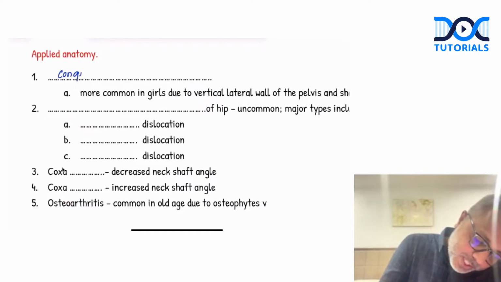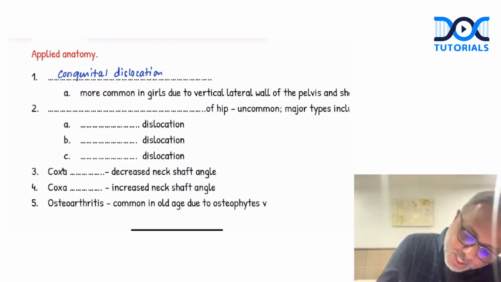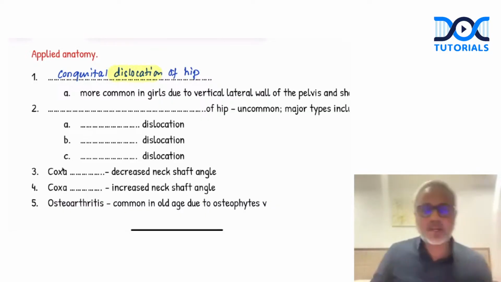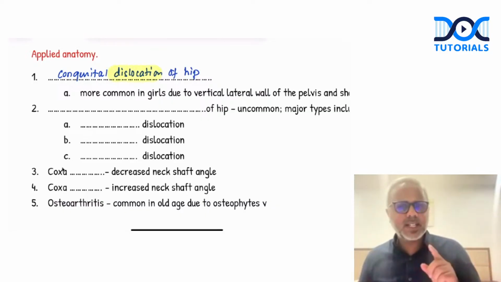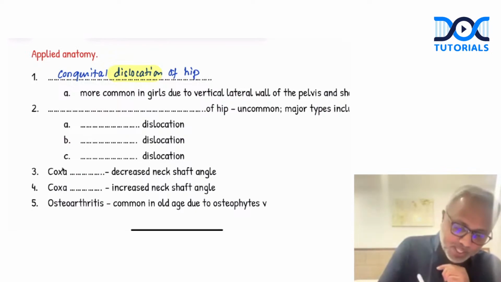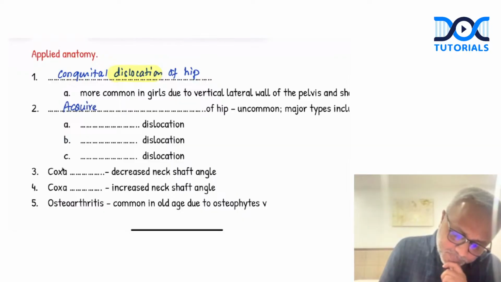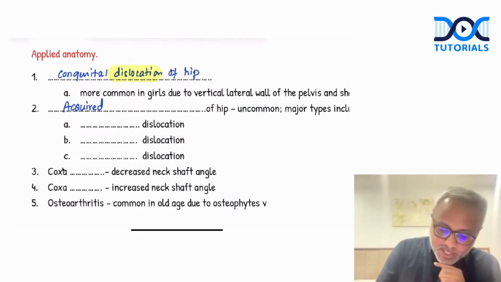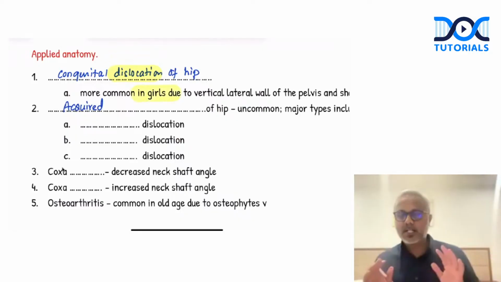So the first thing you write is congenital dislocation of the hip. Whenever the question is about the joint, the first thing we should always write is dislocation. Hip joint is a very peculiar joint where two types of dislocation occur. One is congenital and the other one is called acquired. Congenital dislocation, what is one point you must write? This is more common in girls.